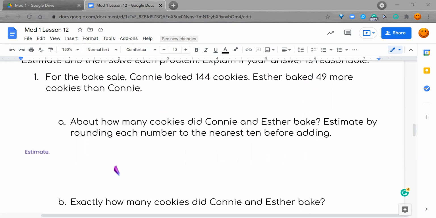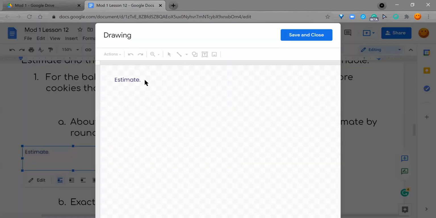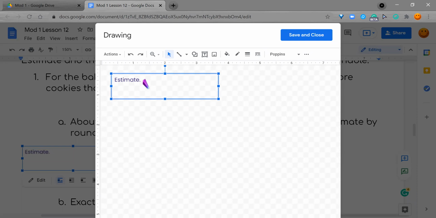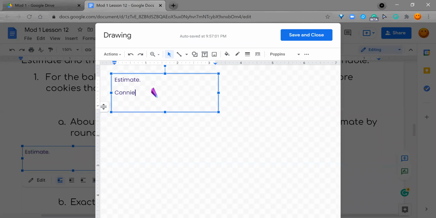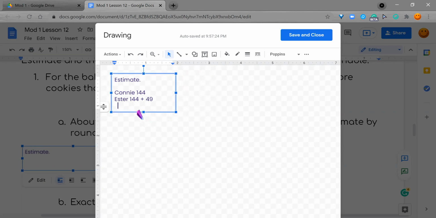And because we're rounding, I'm just going to jump into my scribble. Do you see this? I can actually write inside here. So I'm going to write Connie. She did 144, and Esther did 144 plus 49, because remember, she did 49 more than Connie did. Now I need to make this just a little smaller. Okay, now that I've done that, I'm going to go to my scribble.